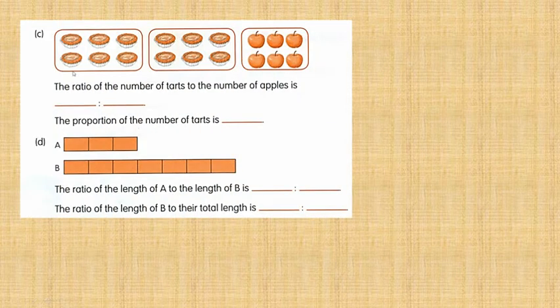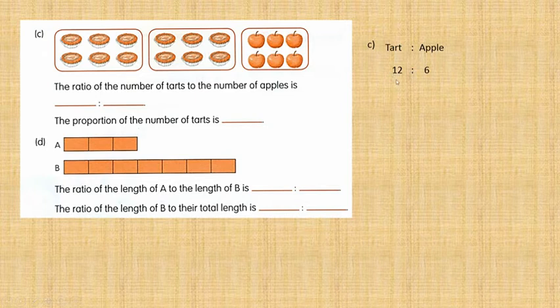I have here photos of tarts and apples. The question here: the ratio of the number of tarts to the number of apples is. So first I have to write down tart to apple in this order. After that, count the number of tarts we have here: 1, 2, 3, 4, 5, 6, 7, 8, 9, 10, 11, 12. So write down 12 under the tart column. And after that, let's count the number of apples: 1, 2, 3, 4, 5, 6. So I will just write down 6 here. Between them there is the sign "to". This is the ratio sign "to".